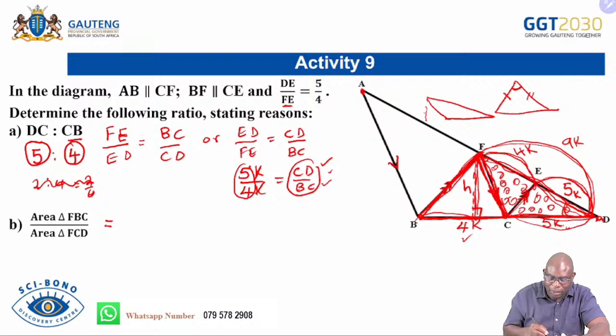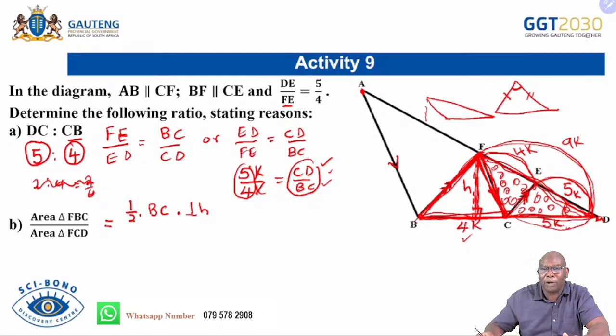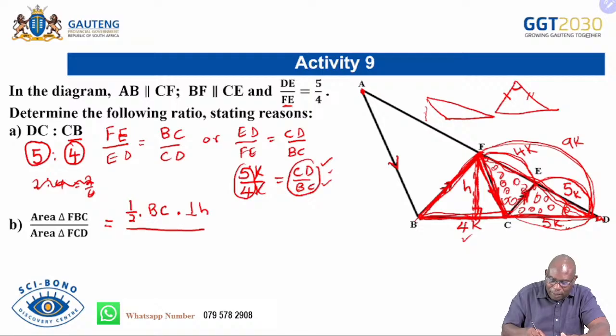So what am I going to write now? I'm going to say half of, in triangle FBC, the base is going to be BC, so it's multiplied by BC, multiplied by the perpendicular height, which is this height that I was talking about, divided by, but what is the base of this triangle FCD? The area of that will be half of, what is the base? It is CD, multiplied by the perpendicular height.